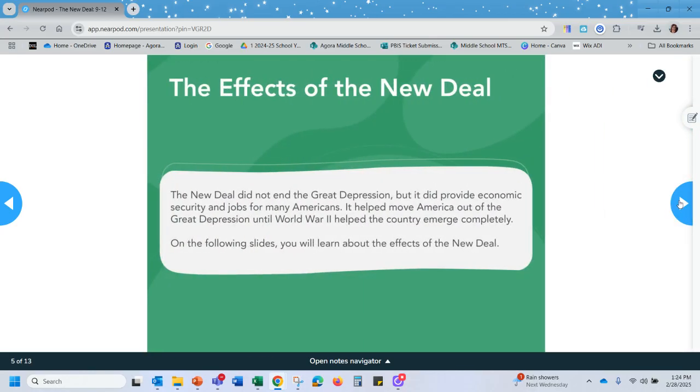The effects of the New Deal. The New Deal did not end the Great Depression, but it did provide economic security and jobs for many Americans. It helped move America out of the Great Depression until World War II helped the country emerge completely. On the following slides, you will learn about the effects of the New Deal.